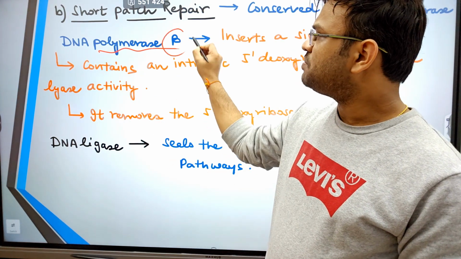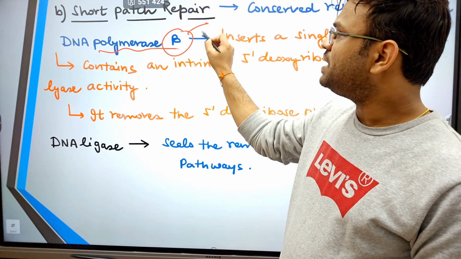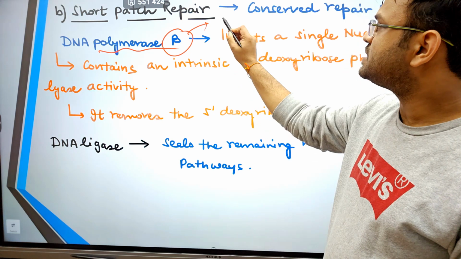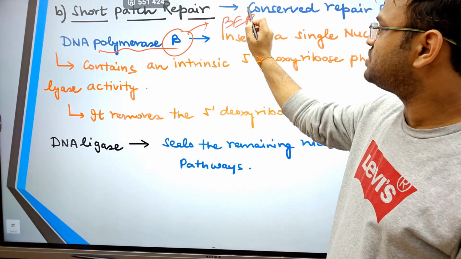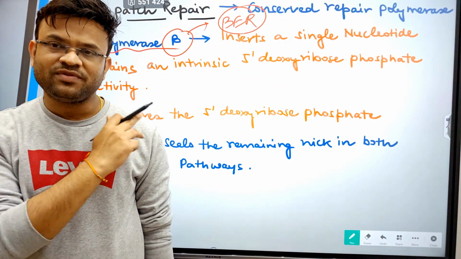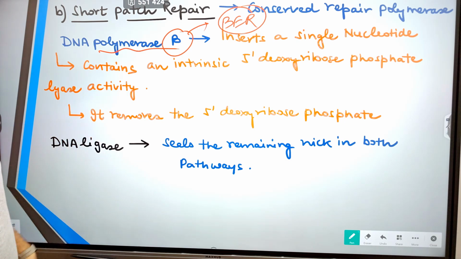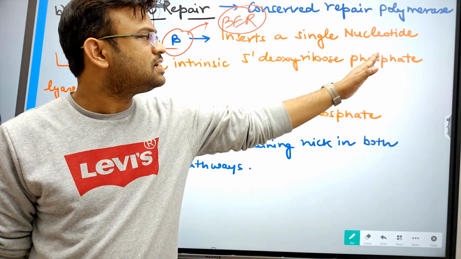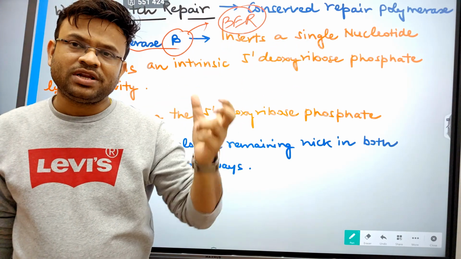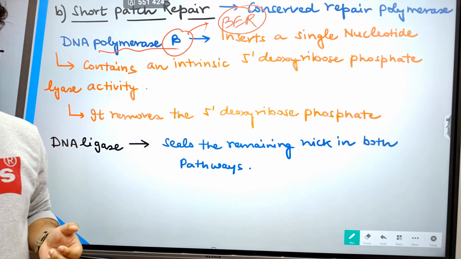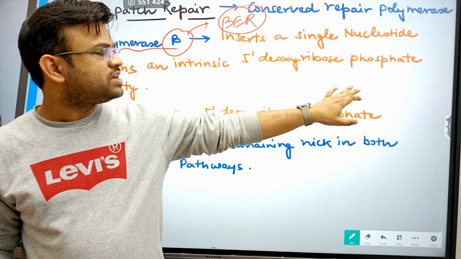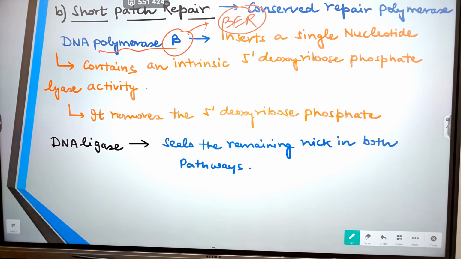It is easy to remember that DNA polymerase beta, you can correlate beta with base excision repair. So this question can be asked in your examination: which DNA polymerase is associated specifically with the short patch repair system? DNA polymerase beta, base excision repair, inserts a single nucleotide. It will be inserting a single nucleotide only, because this is a short repair system. It contains an intrinsic 5' deoxyribose phosphate lyase activity.